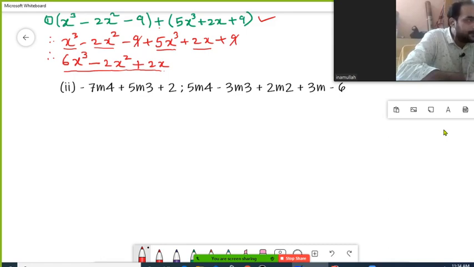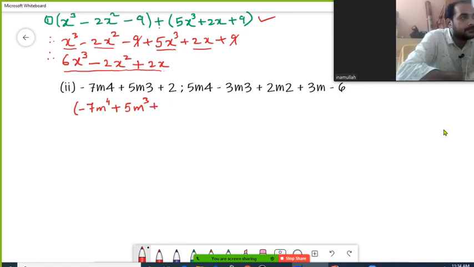So this can be written as negative 7m raised to 4 plus 5m cube plus 2. This is one polynomial which we need to add with the other polynomial, and the second polynomial is 5m raised to 4 minus 3m cube plus 2m square plus 3m minus 6.